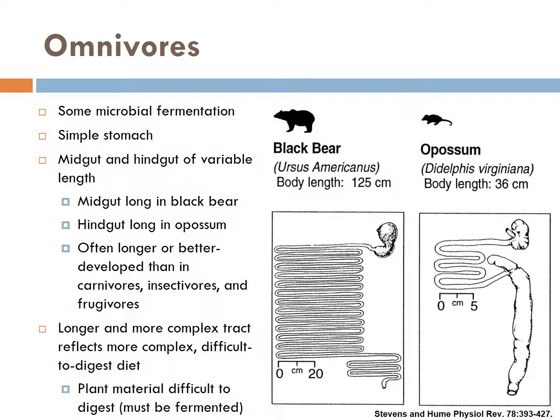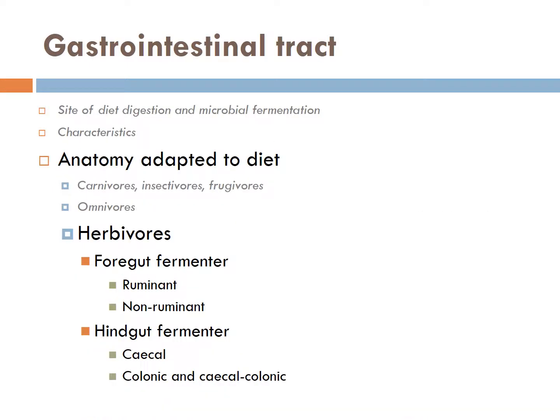And the midgut and hindgut are often longer or better developed than in carnivores, insectivores, and frugivores. This longer and more complex tract reflects the more complex and difficult to digest diet. Plant material is difficult to digest, it must be fermented, and the gastrointestinal tract has to be adapted to retain the diet and the microbes to affect this fermentation. We'll spend the rest of this lecture, as we will the rest of this course, talking about herbivores. We'll talk about foregut fermenters, the ruminants and non-ruminants, and the hindgut fermenters, the cecal fermenters, and the colonic-cecal-colonic fermenters.